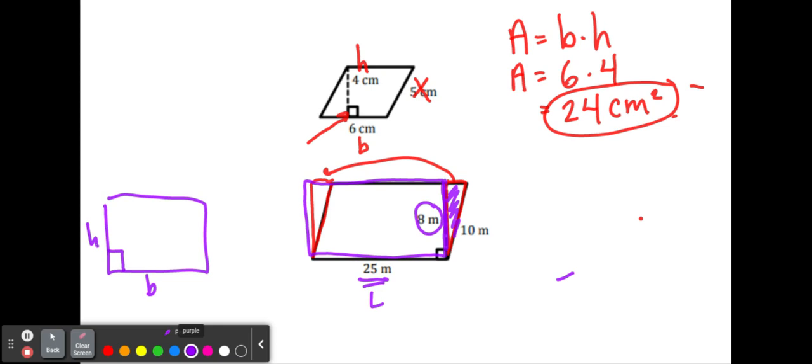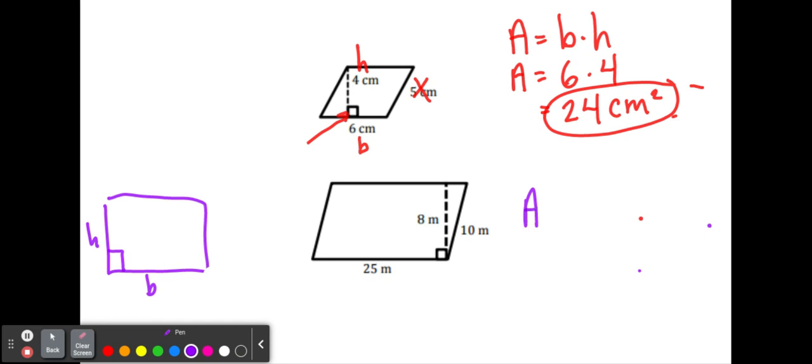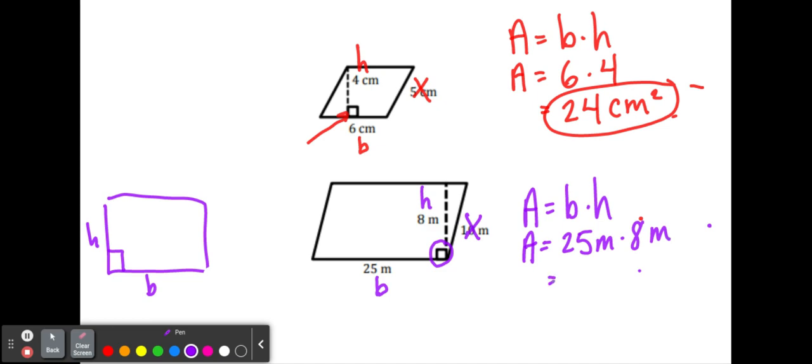But when I all of a sudden make it into a parallelogram, my height has to, again, go from a right angle and go straight up. So the tricky part in today's lesson is really identifying which one is the base and which one is the height. So I'm doing base times height. My base and my height intersect at this right angle. So this is my base. This is my height. That's that extra information. So I would do area equals 25 meters times 8 meters. And that would give me an area of, I put that in my calculator, 200 square meters.